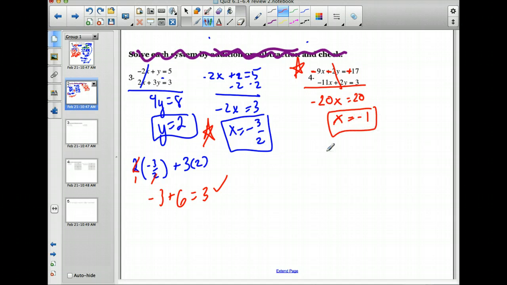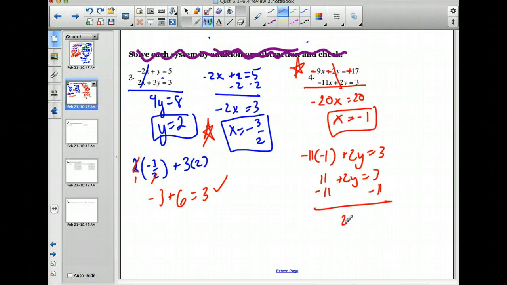Now I plug that into either equation. So I have negative 11 times negative 1, because that's our x value, plus 2y equals 3. So I have 11 plus 2y equals 3. Follow the steps like you normally would. That gives us negative 8. So y equals negative 4.